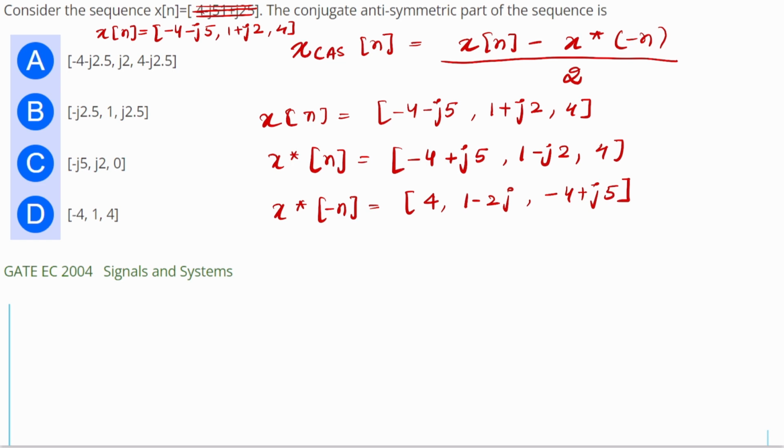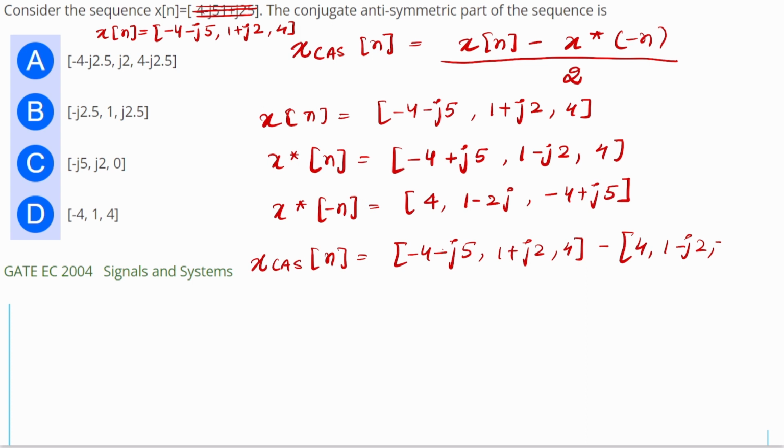Xn we already have. So in order to find out the conjugate antisymmetry, just subtract them and divide by 2: minus 4 minus j5 comma 1 plus j2 comma 4, minus 4 comma 1 minus j2 comma minus 4 plus j5, divided by 2. Now you have to make sure that you are subtracting this from this, and this from this, right? It should not get hodgepodge with this sequence. Just first number with the first number.